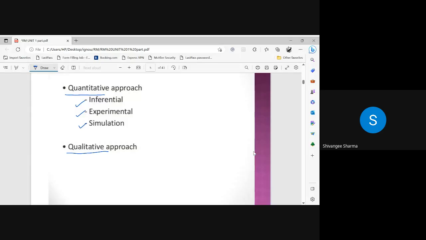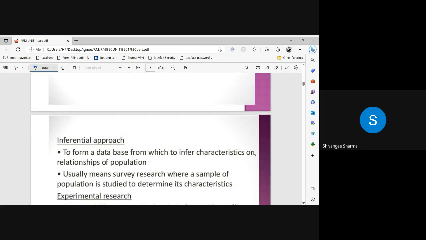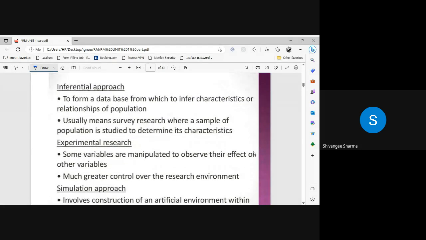and simulation research. And in quality, there is no such classification. It's just qualitative approach. Let's see one by one what is quantitative and what is qualitative. So very first in the quantitative category was inferential approach.